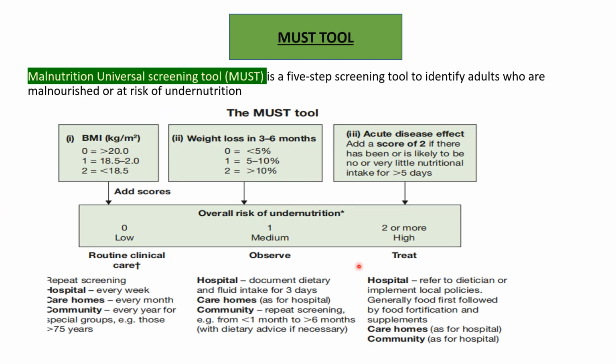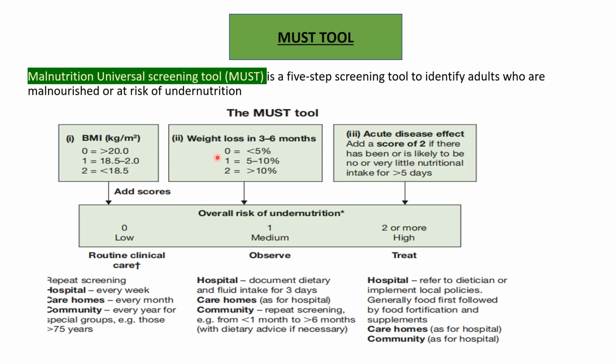This is the material I was talking about, the Malnutrition Universal Screening Tool, which is a 5-step screening tool to identify adults who are malnourished or at risk of undernutrition. The first step is to determine the BMI. You score the patient 0, 1, or 2: 0 if the BMI is greater than 20, 1 if the BMI is 18.5 to 20, and 2 if the BMI is less than 18.5.